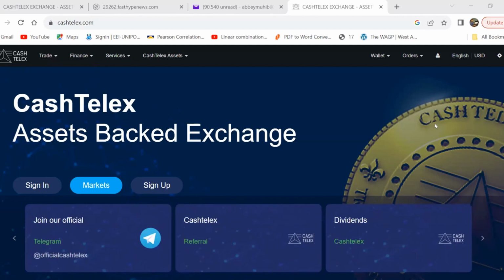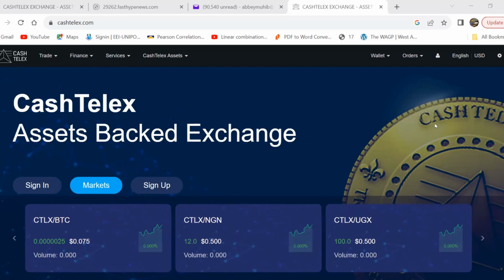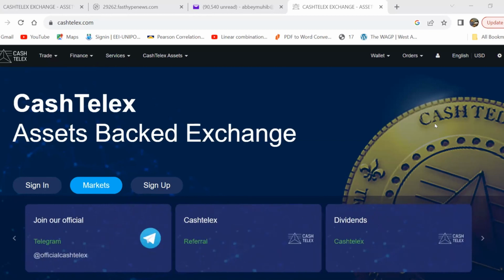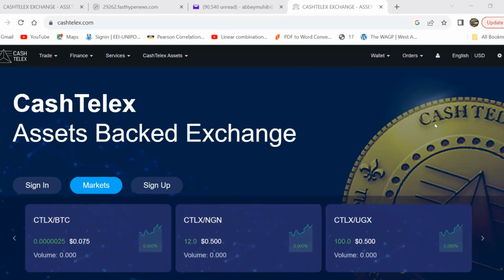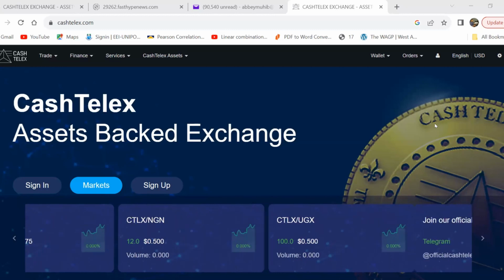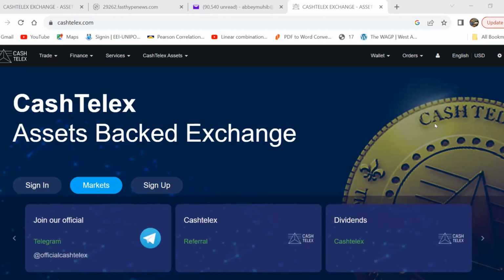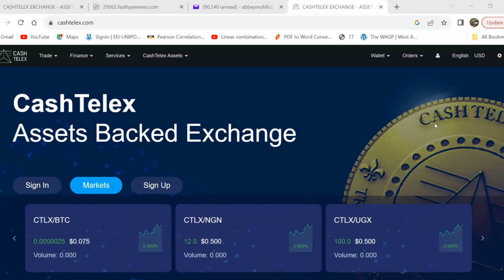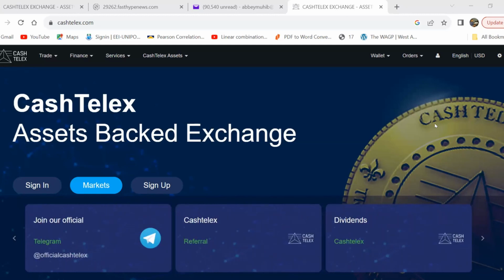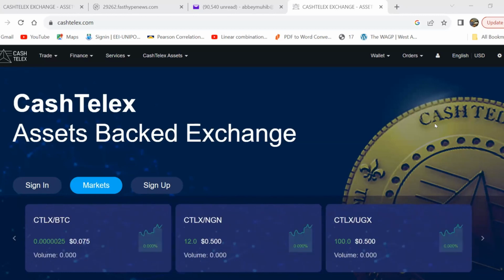The training objective for today will be how you can use your Bitcoin to transact and buy CTLX on the CTLX exchange. The reason is we only pair BTC and CTLX for now, but in the near future we have so many other coins that we're going to be pairing with CTLX so that we can trade with the other coins.